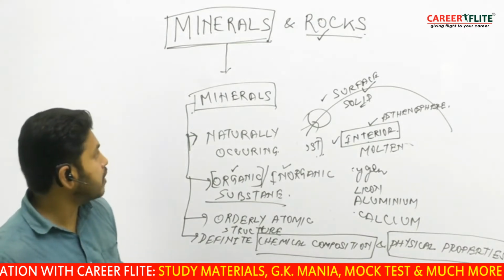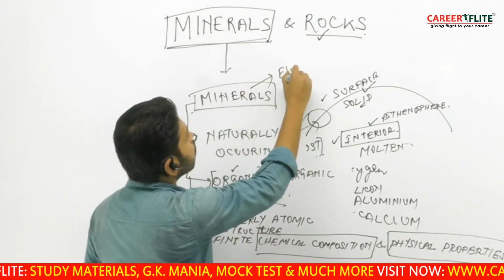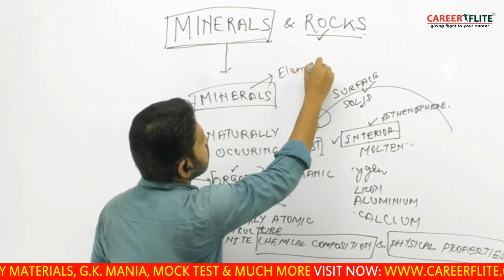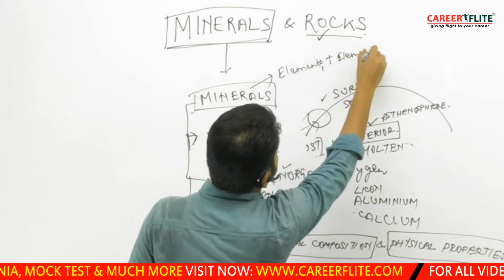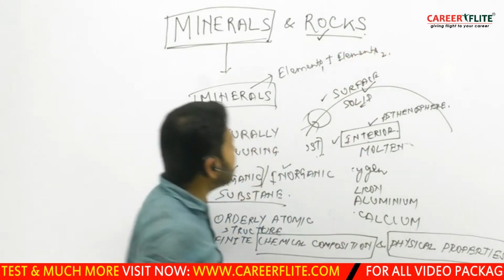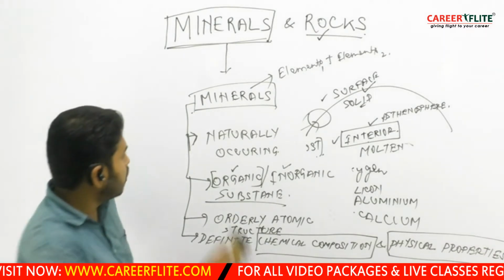So what are minerals? Minerals are formed by combining two or more elements. Element 1, element 2. When these elements combine, they give rise to minerals, and this is the definition of minerals.